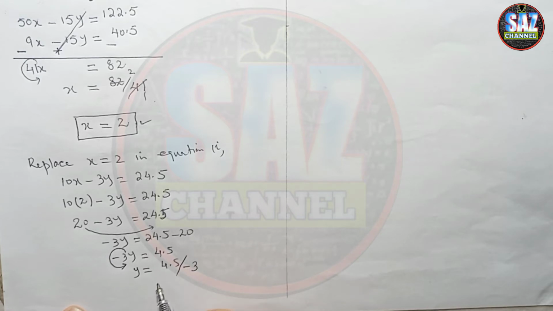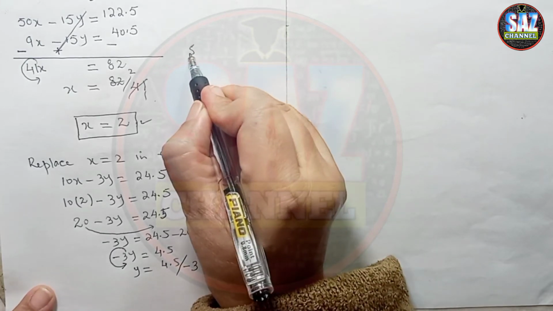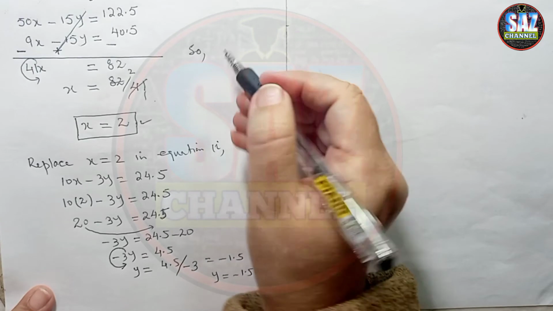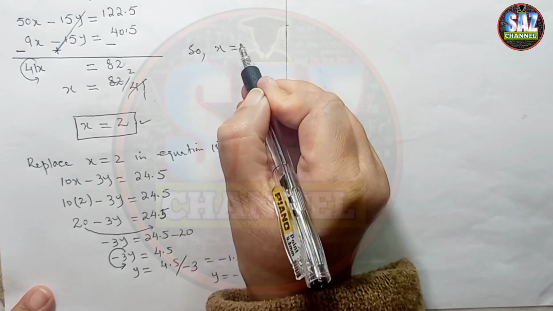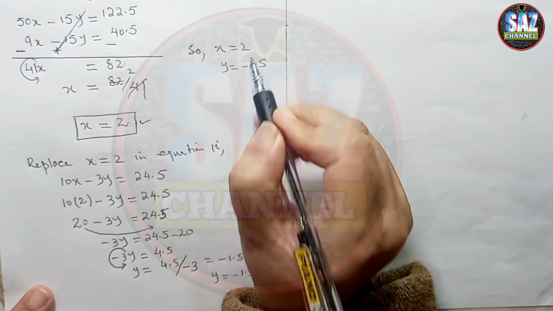For some time, forget about the decimal, 45 divided by 3 is 15. I hope this will be 1.5. 4.5 divided by minus 3 is minus 1.5. So the value of y is minus 1.5. Very easy questions. So the solution for this problem is x equals to 2 and y equals to minus 1.5.